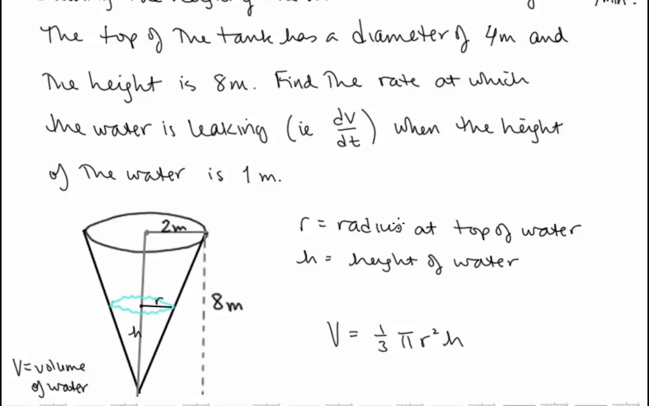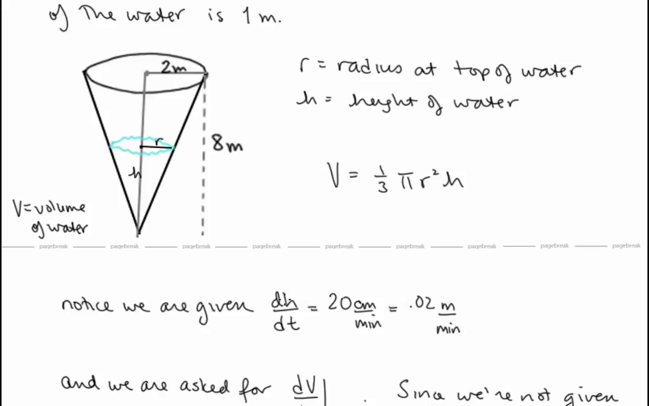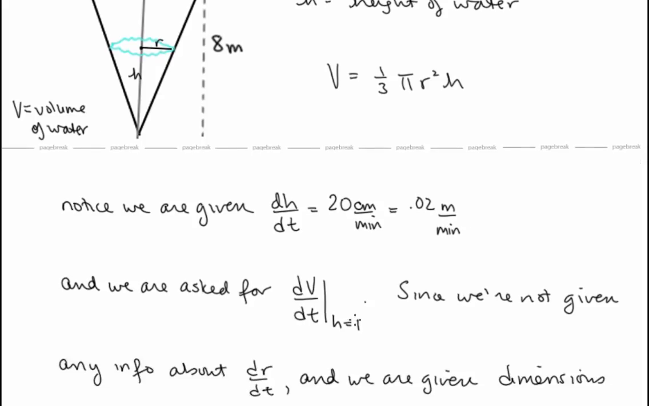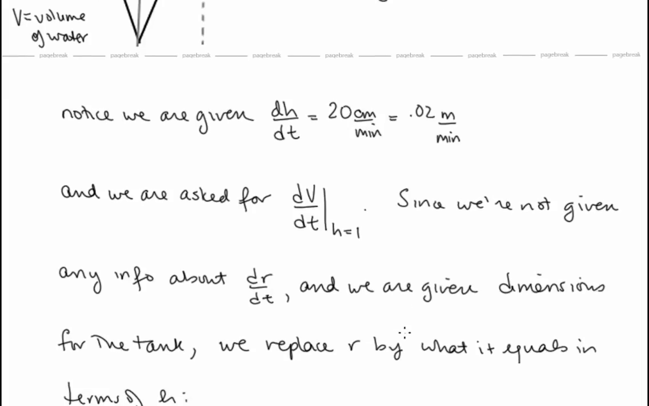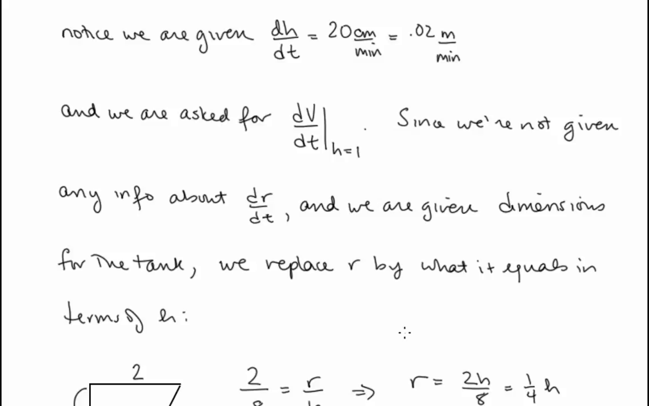So again, notice that we're given the rate of change of the height of the water, that's 20 centimeters per minute. So dh/dt is given to be 20 centimeters per minute. Notice everything else is given in meters, so I'm going to write this as 0.02 meters per minute. And we're asked for dV/dt when h is equal to 1. We're not asked for or given any information about dr/dt. And we're given extra information for the dimensions of the tank. So we want to replace r by what it equals in terms of h.